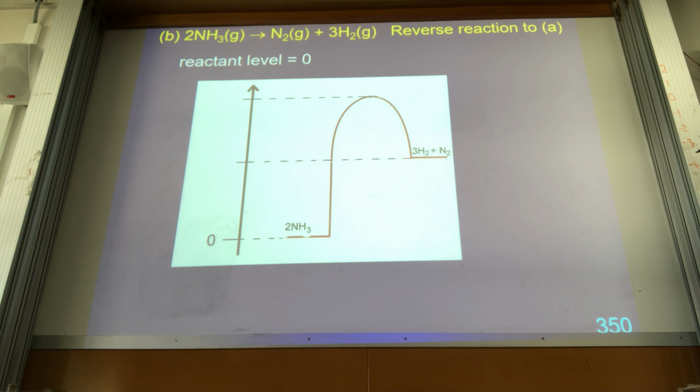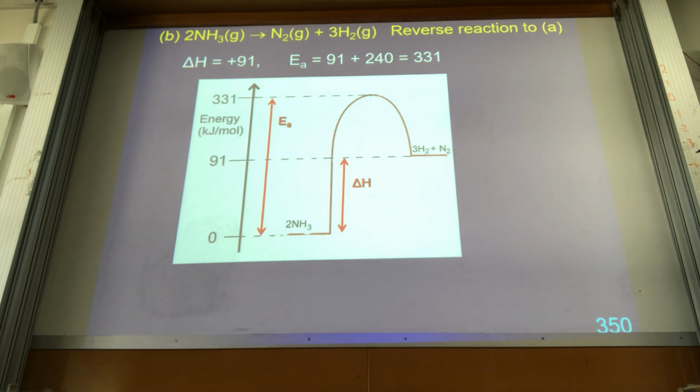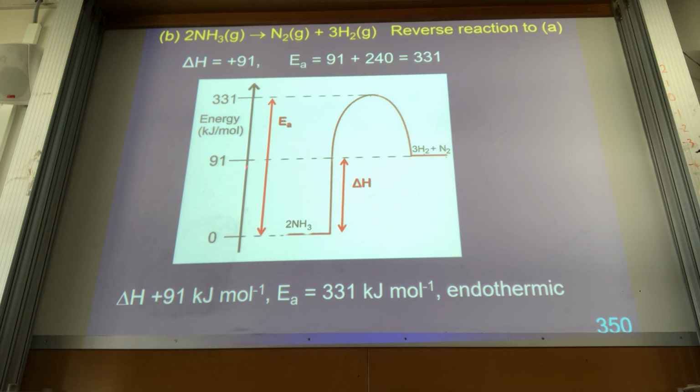We know that the reverse reaction is going to be endothermic. It's going to have a delta H of plus 91. So this level here is going to be 91. And the activation energy, well, that's going to be the height of this hill. It's going to be the same as the energy released in the previous example. So that's going to be 331. So all the way to 91 for delta H, then all the way up to 331 for the energy absorbed.